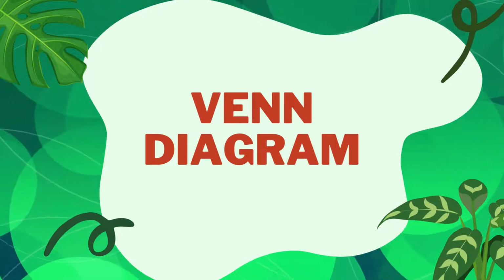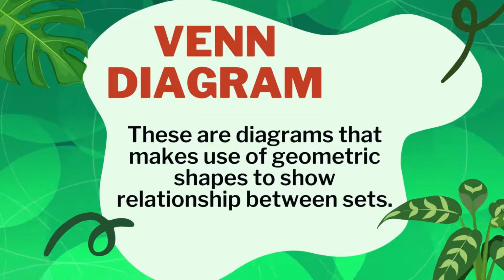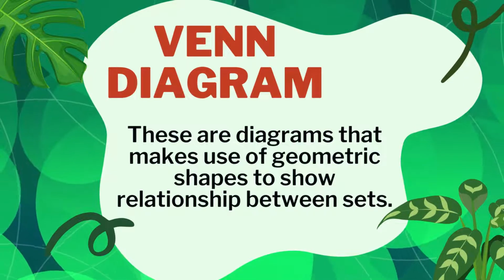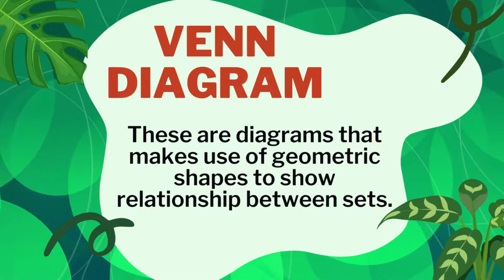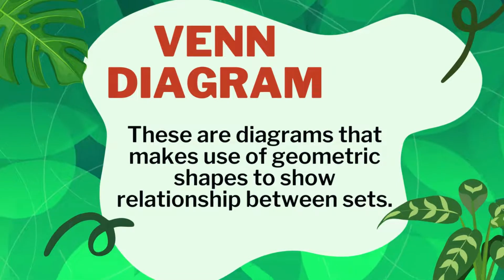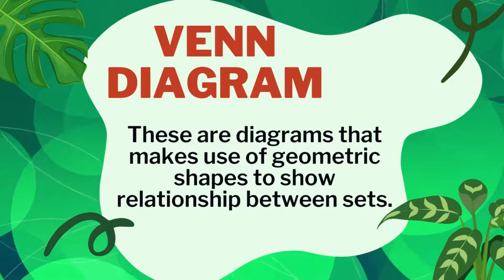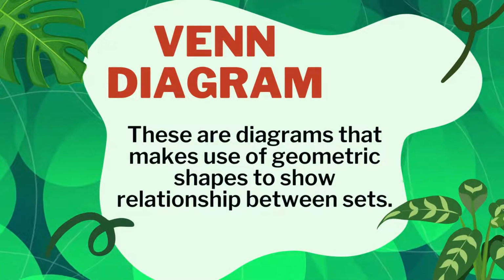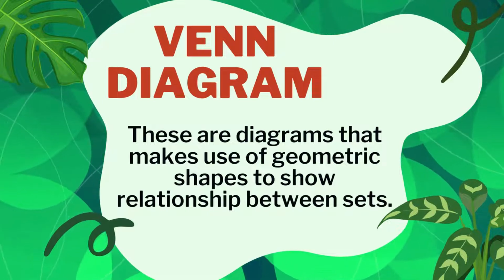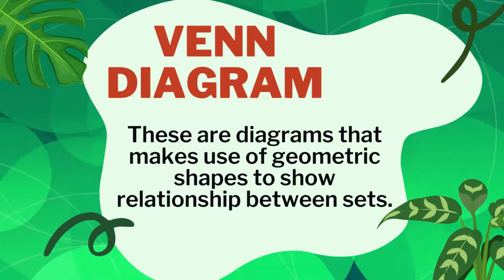Now, let us proceed to the Venn diagram. What is a Venn diagram? These are diagrams that make use of geometric shapes to show relationships between sets. Geometric figures such as rectangles and circles may be used to represent sets. Such figures are called Venn diagrams, named after the English logician James Venn.